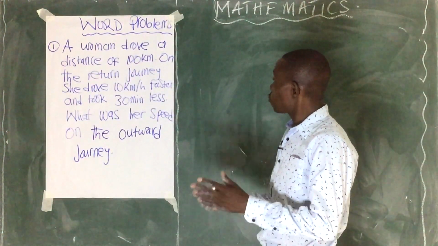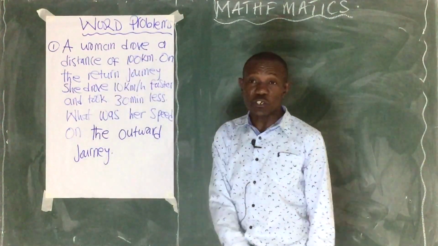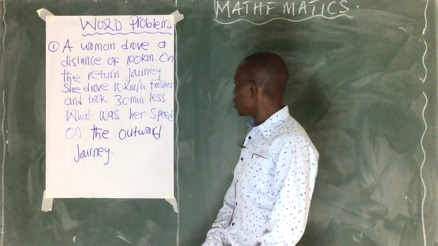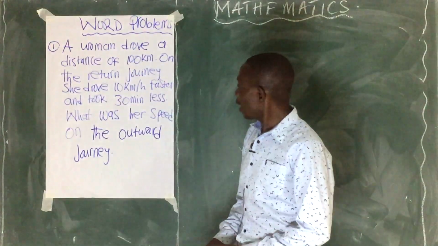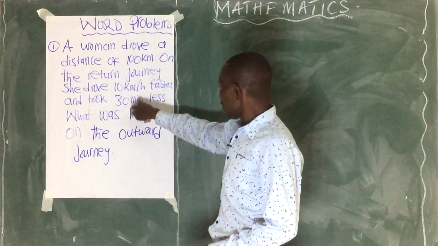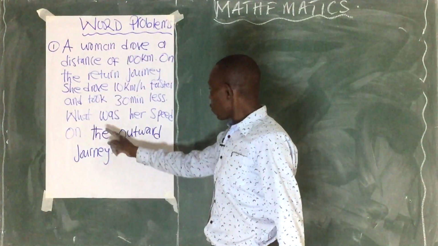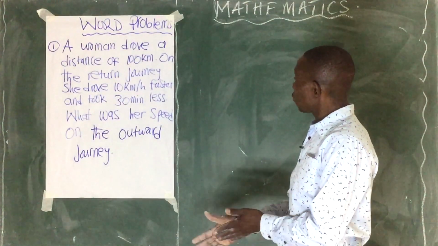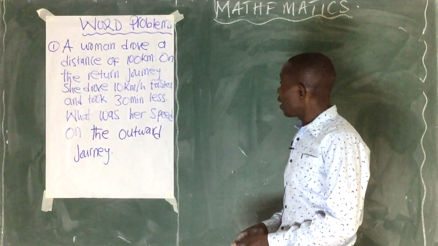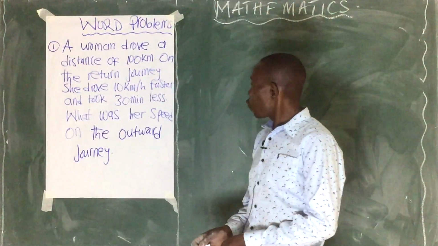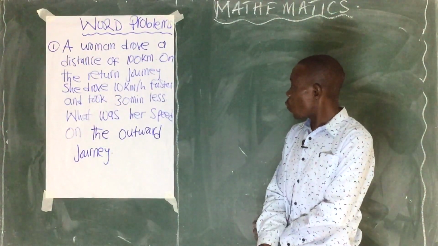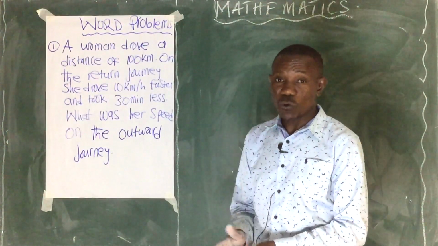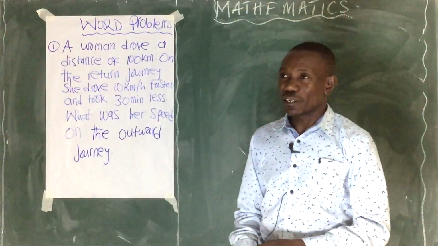We're told here: a woman drove a distance of 100 kilometers. On a return journey, she drove 10 kilometers per hour faster and took 30 minutes less. So the question is, what was her speed on the outward journey? Look at that. A woman drove a distance of 100 kilometers. On the return journey, she drove 10 kilometers per hour faster and took 30 minutes less. What was her speed on the outward journey, which was going out, not coming back? So this is a real life situation.